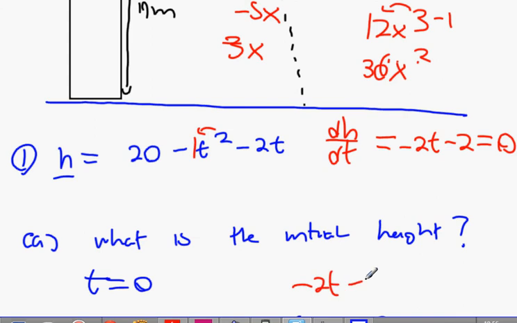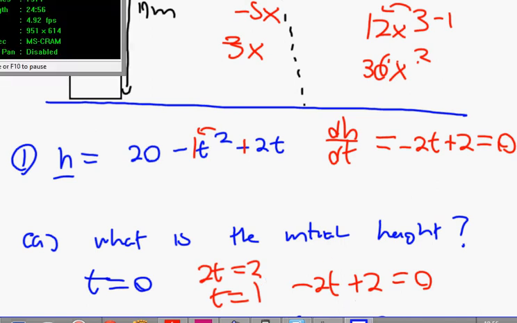Now, when the speed equals 0, when this equals 0, sorry guys, this should be minus 2t minus 2. Setting it to 0, you're going to get 2t equals 2, t equals 1. It reaches its greatest height after 1 second. What's next up?